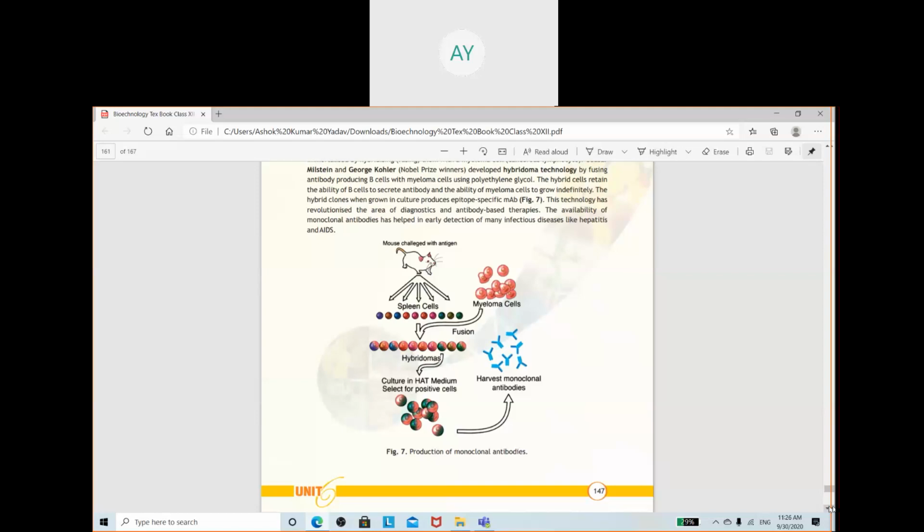So this is the product. This is the monoclonal antibody, the product of this hybridoma technology, and it is a very helpful technique for production of monoclonal antibody for treatment of different types of disease and to develop different types of diagnostic kits.